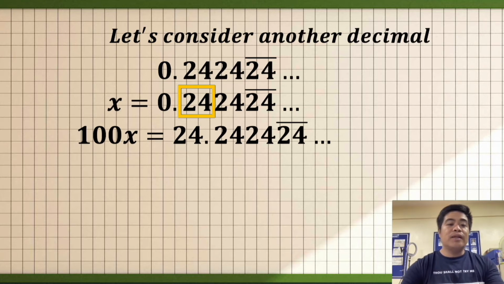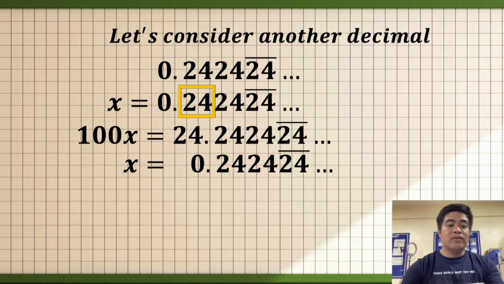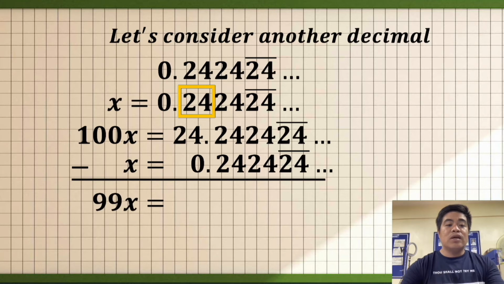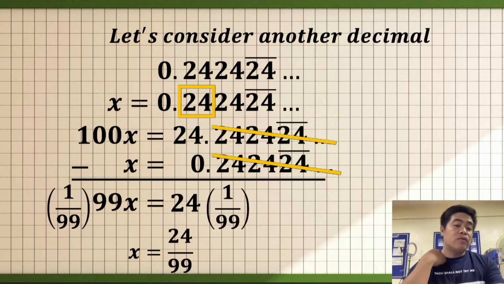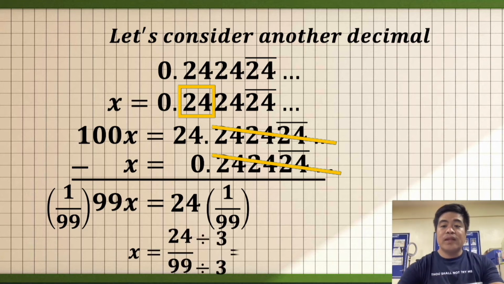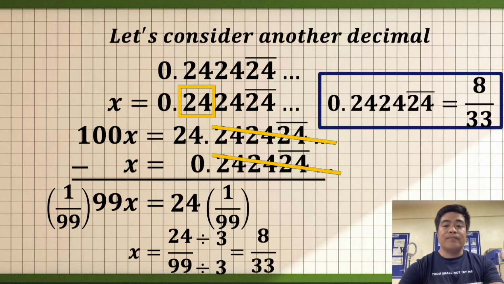So here, mag-elimination na tayo for the two equations. Bring it down, subtract yung 100x tsaka yung x. So, you have 99x is equal to 24.24 and so on, minus 0.242424, cancel that out, so you have 24. We can multiply both sides by 1/99, so x is equal to 24 over 99. Okay, can we write that one into lowest terms? Yes, we can divide it by 3, the numerator and denominator, so you have 8 over 33.